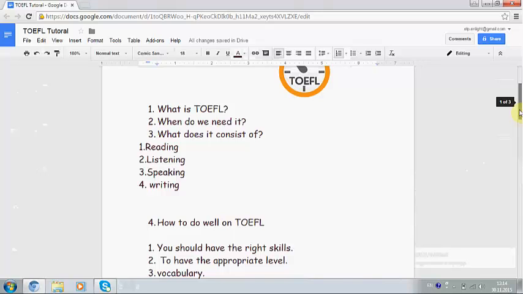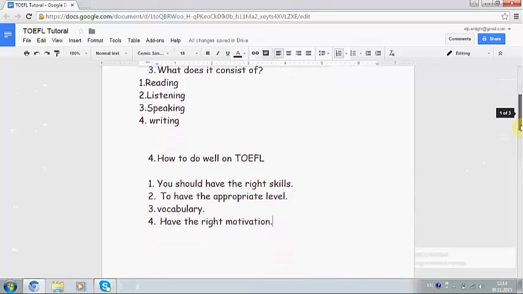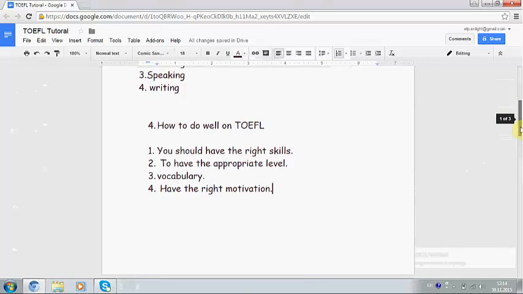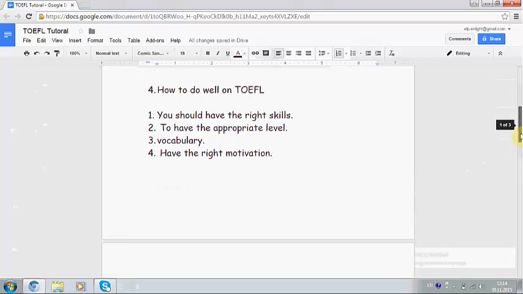And what does it consist of? It has 4 parts: reading, listening, speaking, writing. And how to do well, I stated 4 key points. You should have the right skills, you should have the appropriate level, and you should have the right vocabulary, and also you should have the right motivation. In this case, you will be successful.